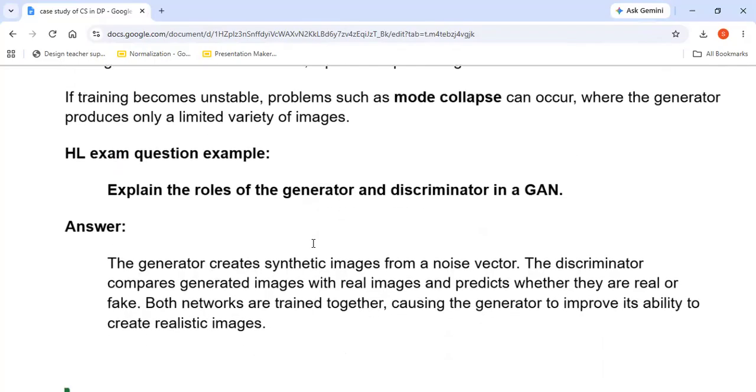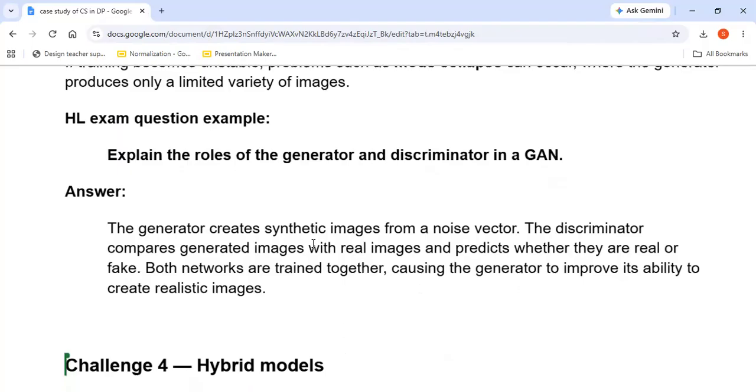What type of sample question they can ask is: explain the roles of generator and discriminator in a GAN. The generator creates synthetic images from a noise vector. The discriminator compares those generated images with real images and predicts whether they are real or fake.